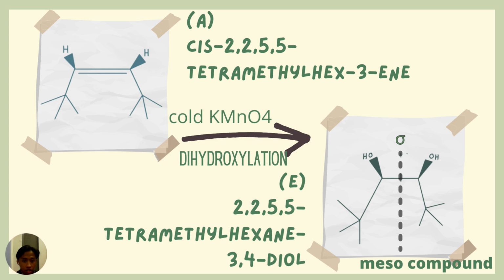Since we already have the name and the structure of compound A, upon reaction of compound A with cold potassium permanganate, we will get compound E, which is a meso compound, as compound A undergoes dihydroxylation. Compound E is a meso compound because it has a plane of symmetry, and the double bond in compound A will break and bond to two hydroxyl groups. The name of compound E is 2,2,5,5-tetramethylhexane-3,4-diol.